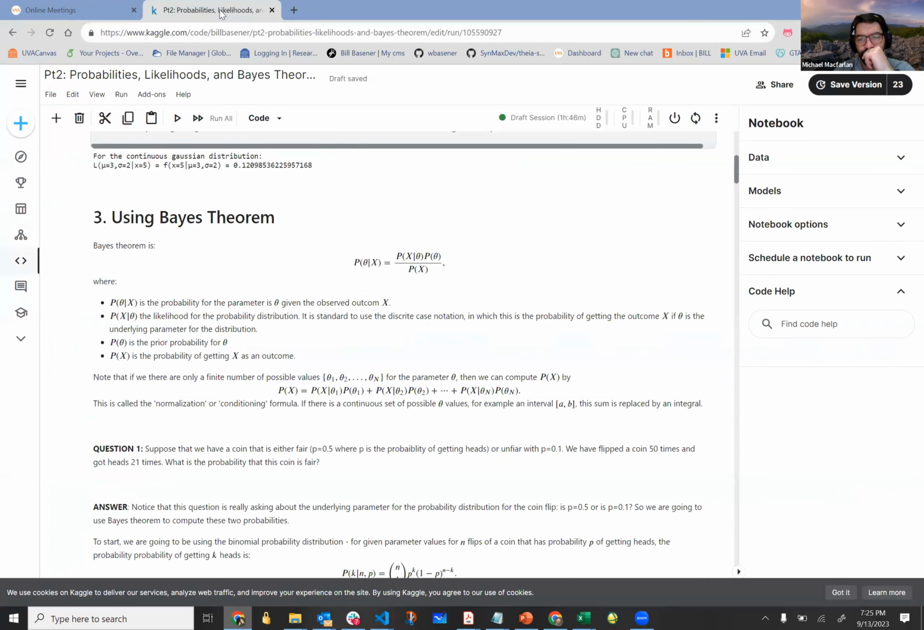Okay, so now we're going to start content. So we're working off of this Kaggle notebook, and it's the same one we've been working from before. And I'm going to post the link in the chat.